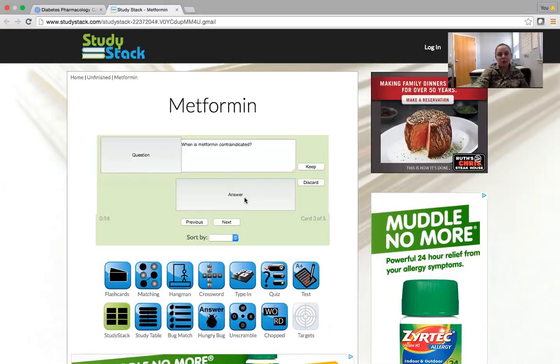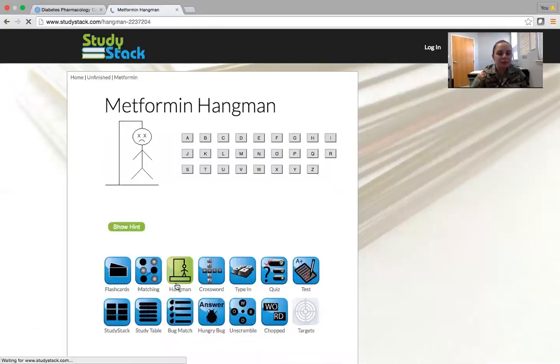So I'm just going to go through these, and you can see that they start to repeat themselves right here. What class of drugs is metformin, which was our first one, biguanides. So you can continue to play a game with this. There's other games too here that you may enjoy, such as Hangman.